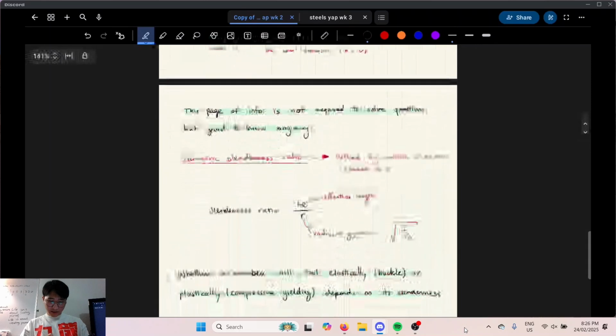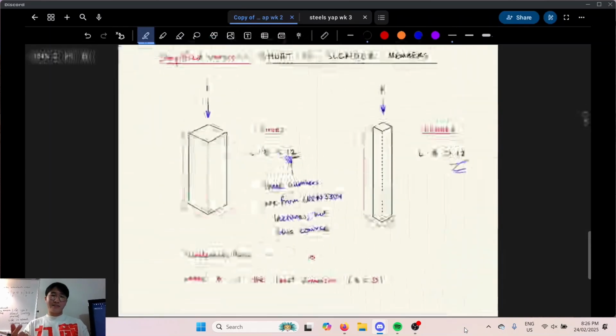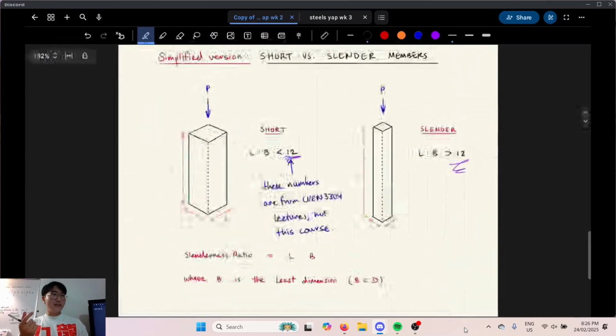It's effective length to radius of gyration. That's the actual determination of your slenderness. But this gives you some idea, because I like to be able to visualize what a short column and a slender column is. And radius of gyration is a number that's really hard to visualize. So I just have a number, 12.